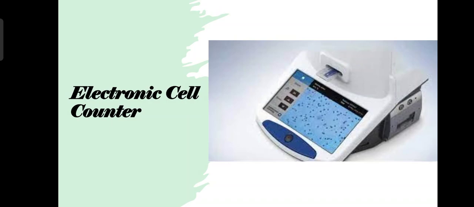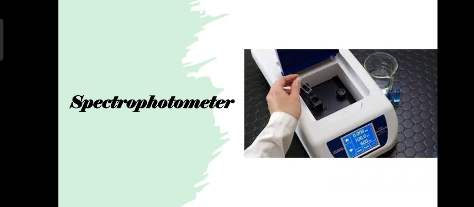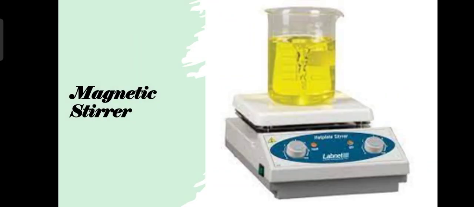Electronic cell counter. As the name implies, it is used for counting live or dead cells in samples. Spectrophotometer measures the concentration of substances such as proteins, DNA, RNA, growth of bacterial cells and enzymatic reactions. Magnetic stirrer, used to make a stir bar immersed in a liquid spin quickly, stirring or mixing a solution.